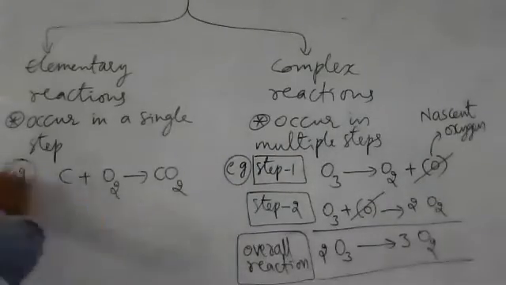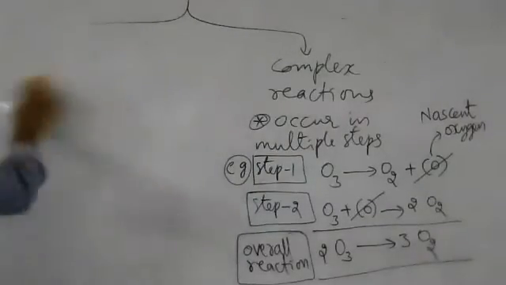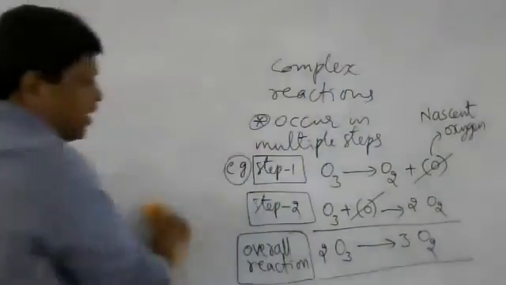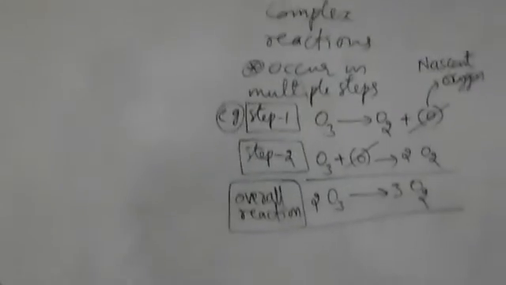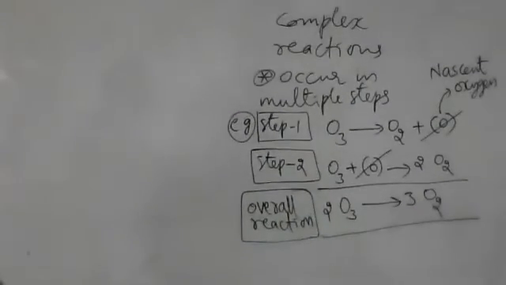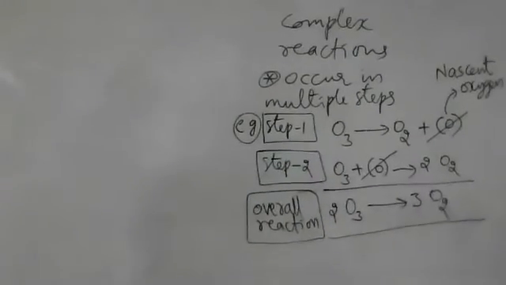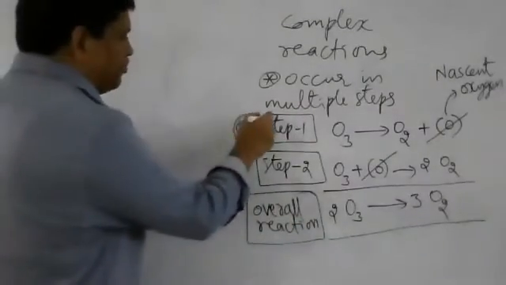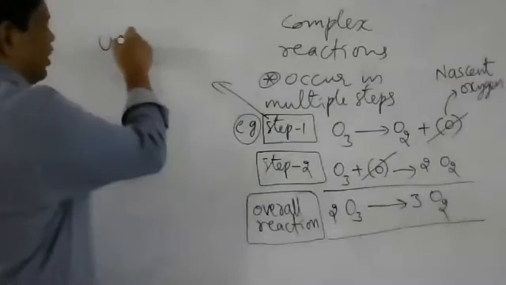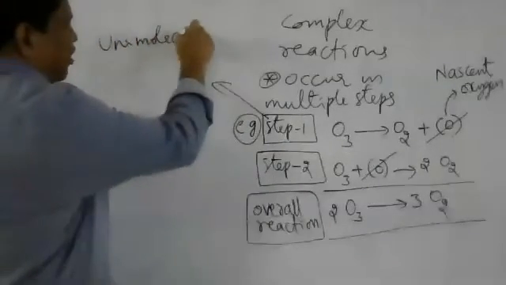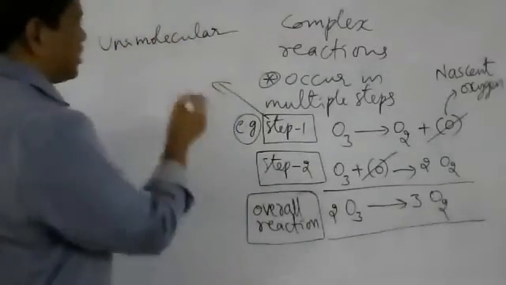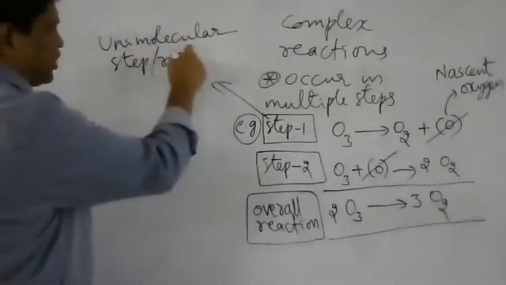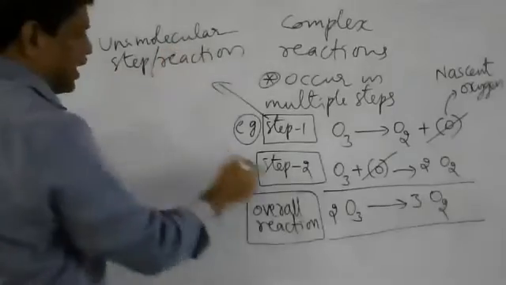Now it is about complex and elementary reactions. If you take this complex reaction, step one is unimolecular. It is a unimolecular step, or unimolecular reaction. That is the first step. Now in the second step, tell me.